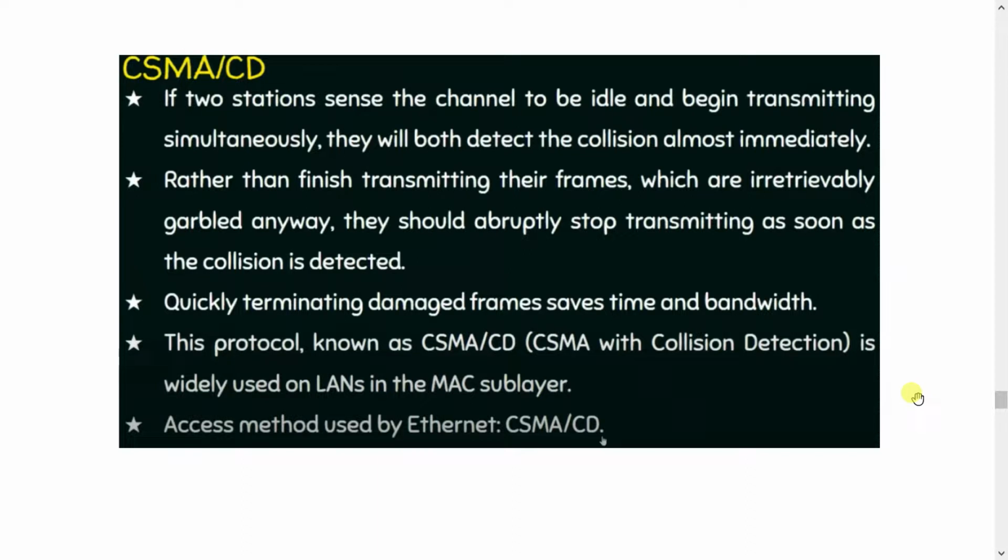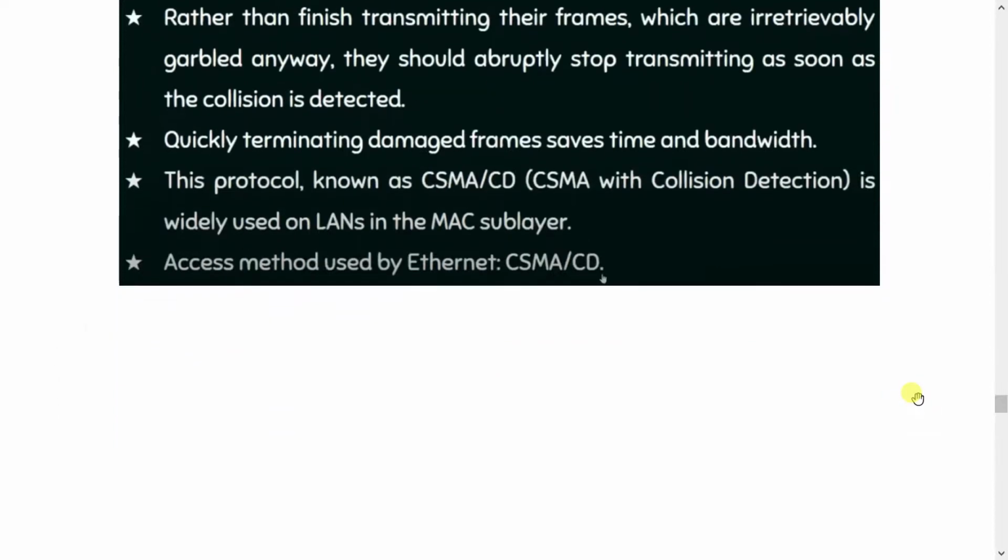So carrier sense with collision detection, where is that used? Mostly it is used in LAN networks, computer networks, wired networks, and it's implemented in the MAC layer. Ethernet is also using this protocol.